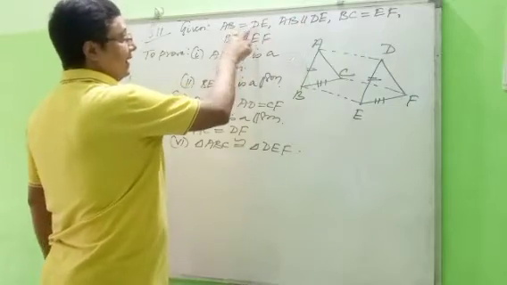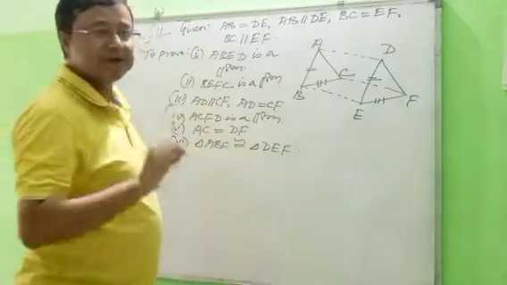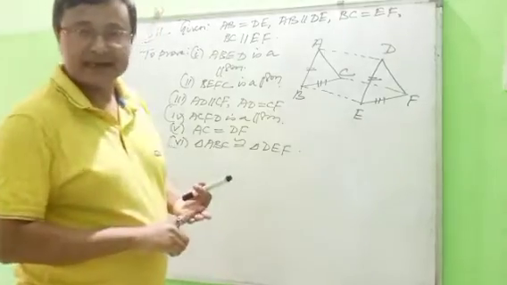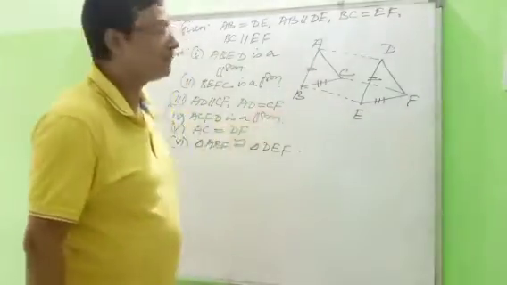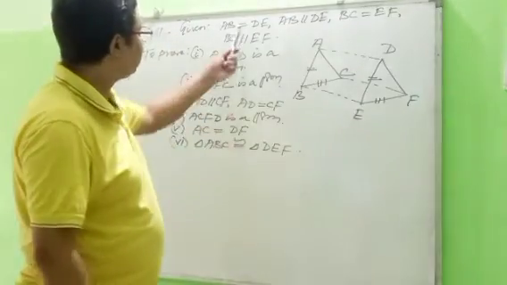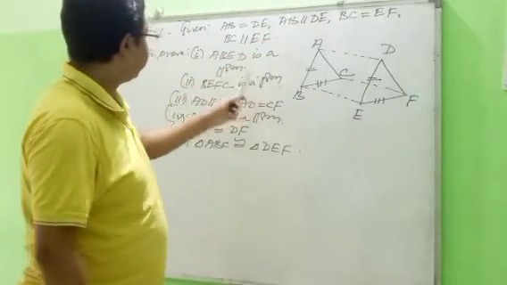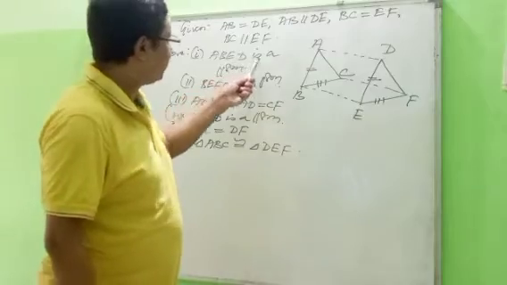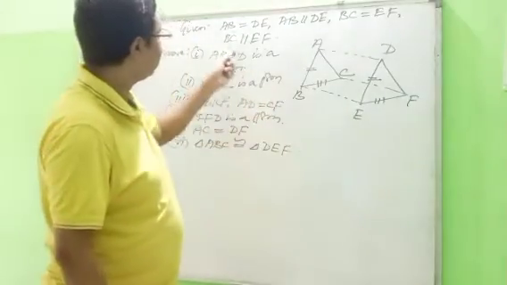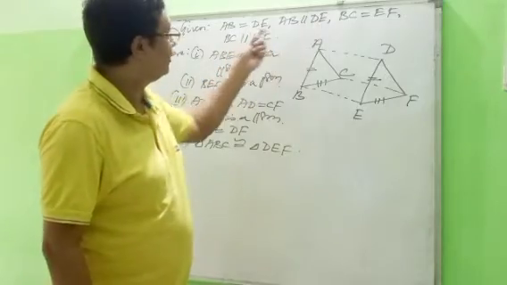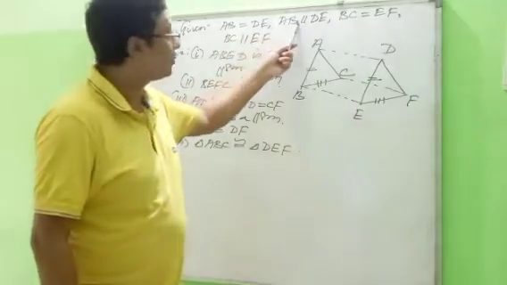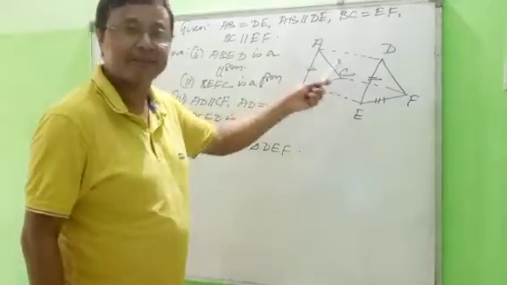That means if in a quadrilateral one pair of opposite sides is equal as well as parallel, then that quadrilateral will become a parallelogram. So from these two conditions, you will get that ABED is a parallelogram, because here AB is equal to DE, and AB is parallel to DE. You have got a single pair of opposite sides equal as well as parallel.